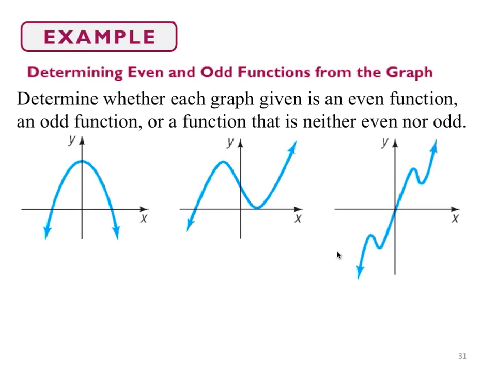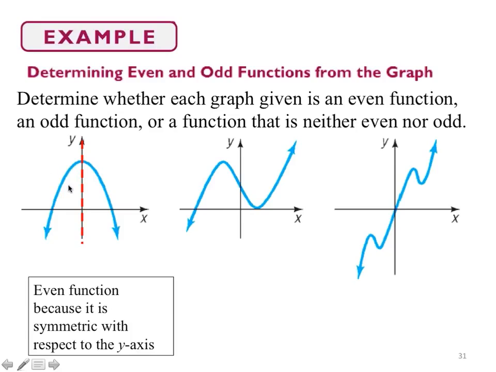So if you look at these graphs here, this first one right here is definitely symmetric with respect to the y-axis. If we take a dotted line through our y-axis and we flip this blue across, it's going to be the same on both sides. So that's even because it's symmetric with respect to y.